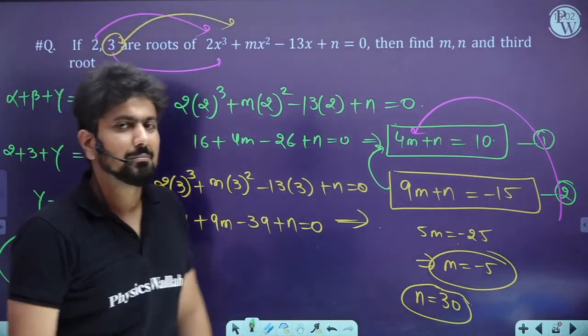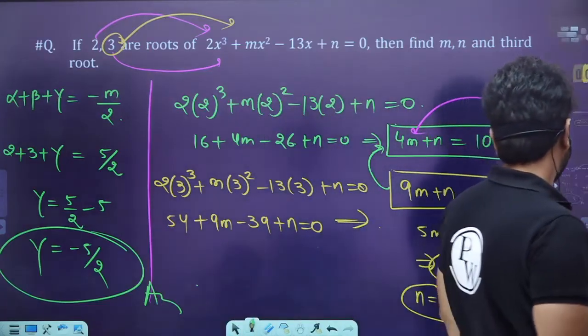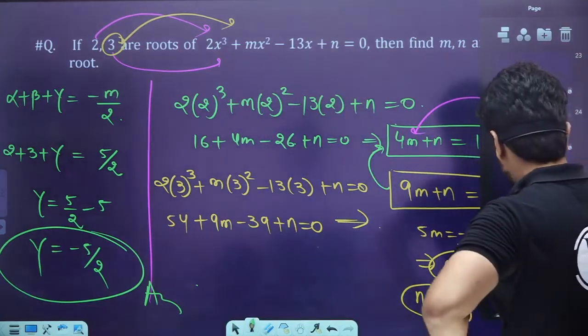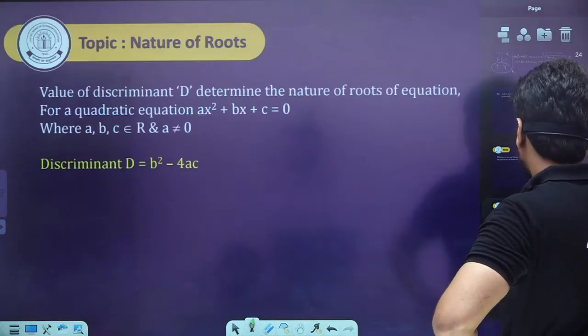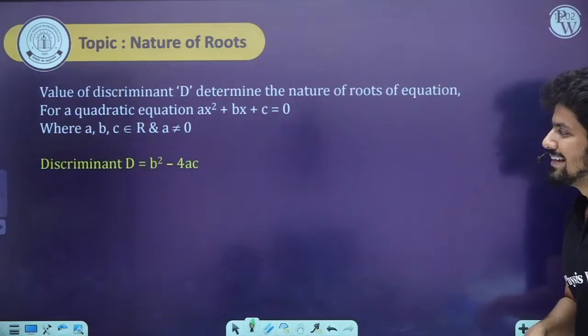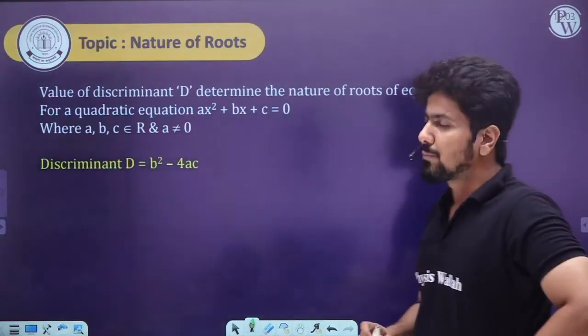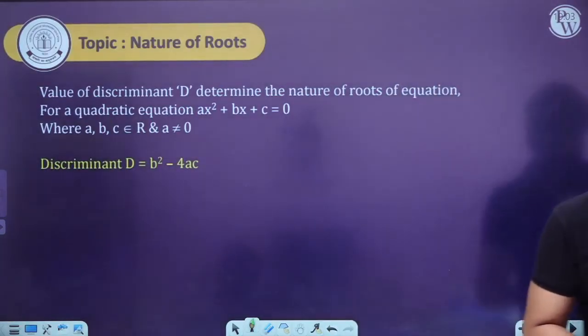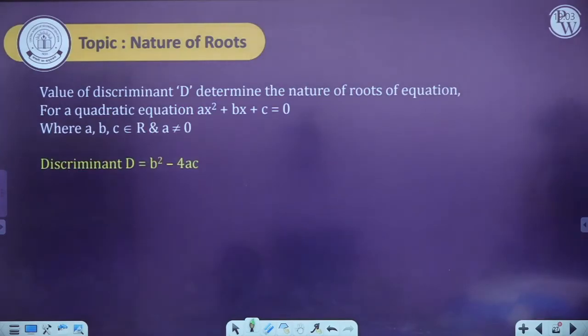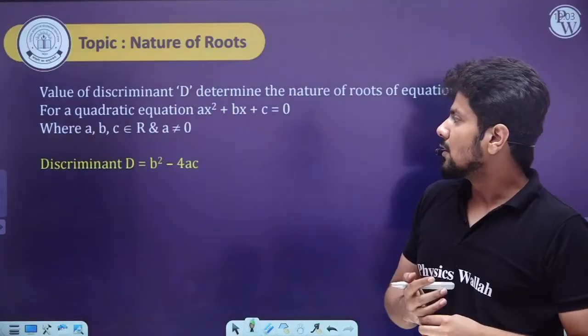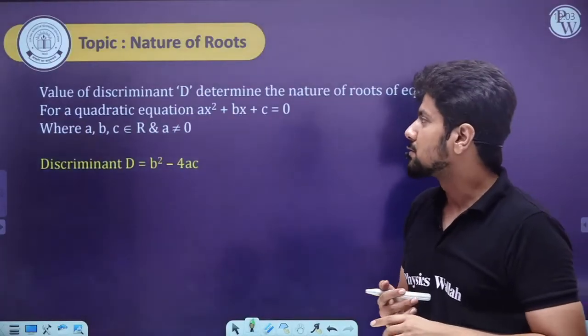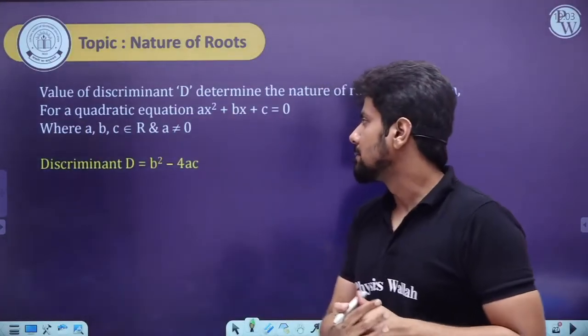These are the values of m and n. I hope this is clear to all of you. So now let's get to the next topic, which is about the nature of the roots, or we can continue this topic in tomorrow's session if I don't want to burden you with the topics. Okay, we have time. We can continue now.